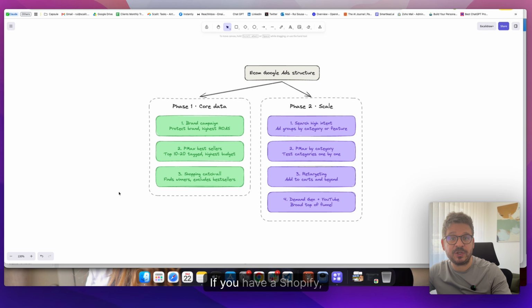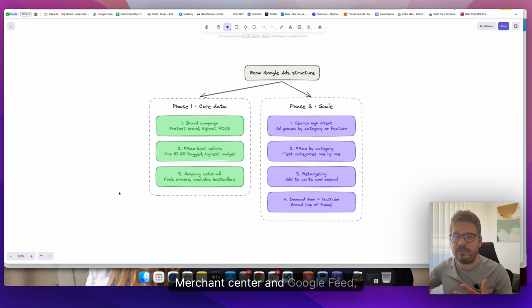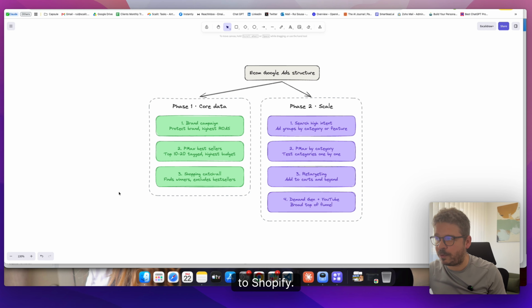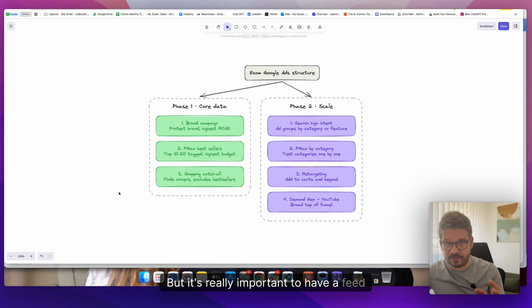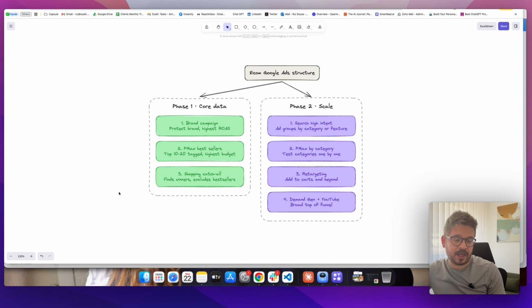Just go to YouTube. If you are working on Shopify, it's even easier. You just connect Google Merchant Center and Google Feed to Shopify. But it's really important to have a feed connected. We always like to start like that, because most of the time Lightning brands have a decent amount of products, right? You don't just have one, you have plenty of them.